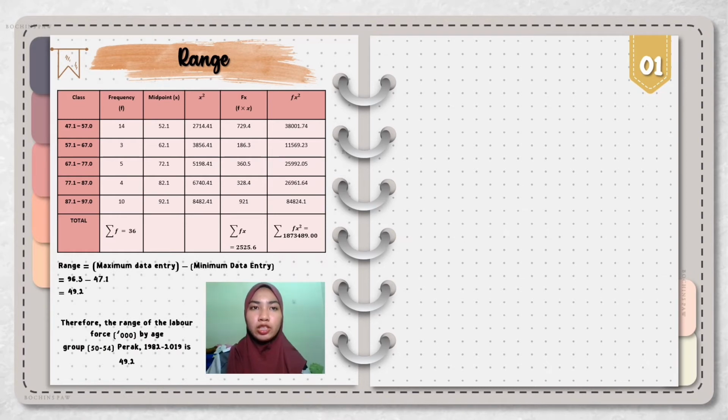To get the range, take the maximum data entry minus the minimum data entry. So we got the total range is 49.2. Therefore, the range of the labor force 1000 by each group 50 to 54 perak from 1982 to 2019 is 49.2.